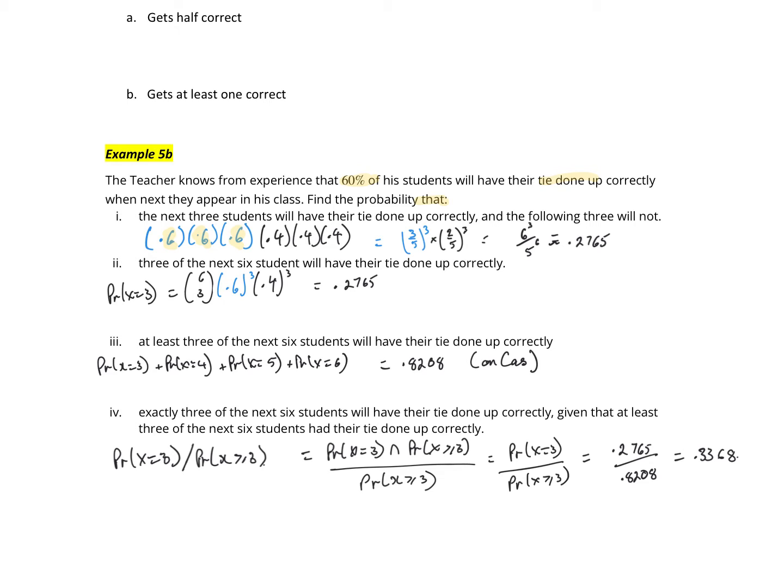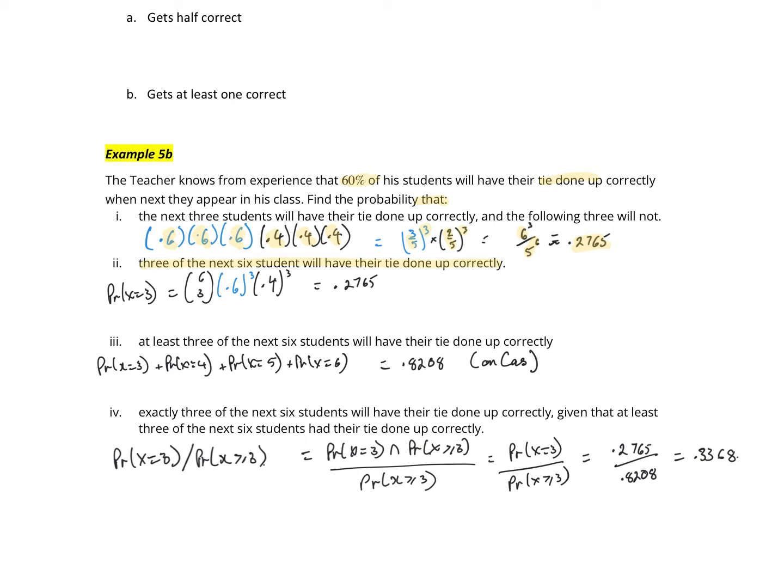If the next 3 don't, well, the probability of not having their tie done up is 1 minus 0.6, which is 0.4. So this was a specific order. So 3/5 to the power of 3 times 2/5 to the power of 3. Well, that's the same as 6 to the power of 3 over 5 to the power of 6, which is approximately 0.2765.